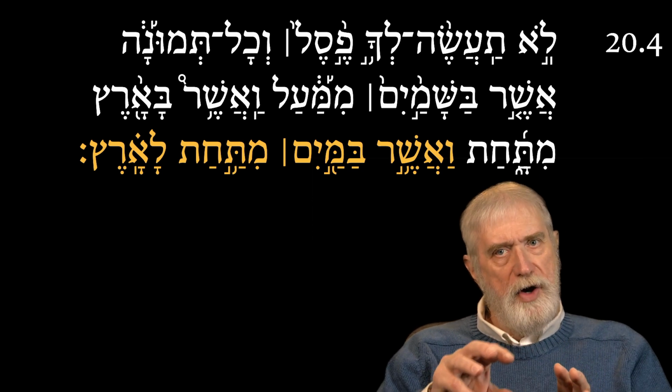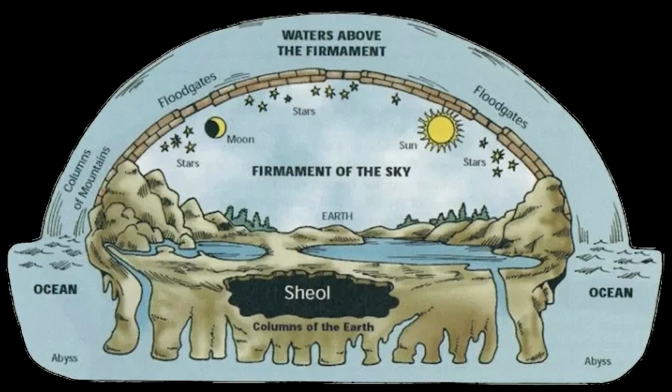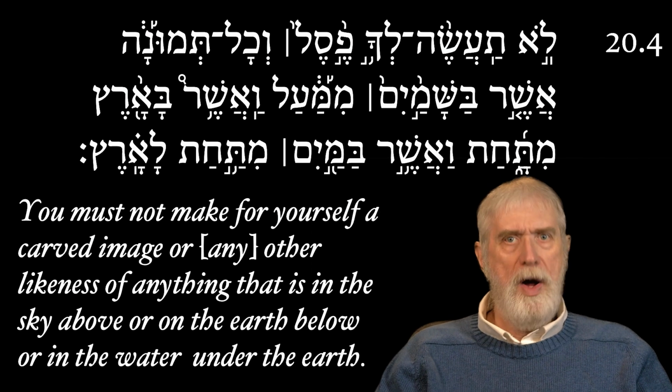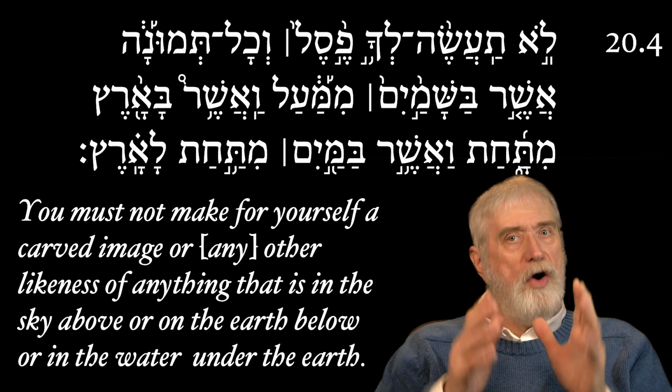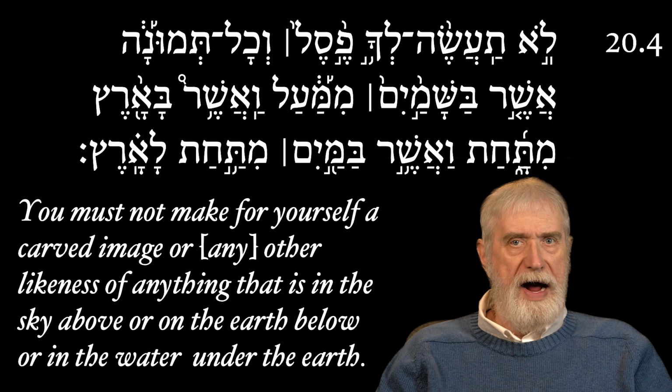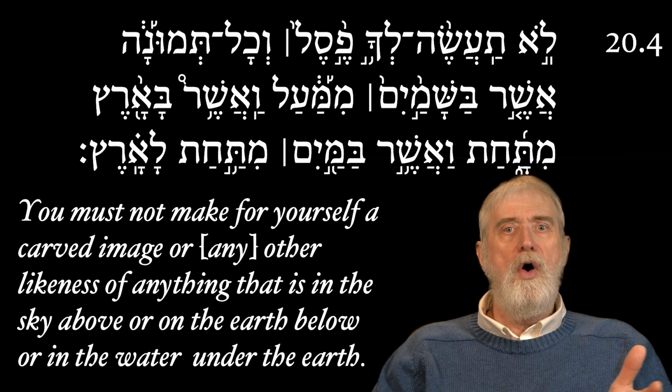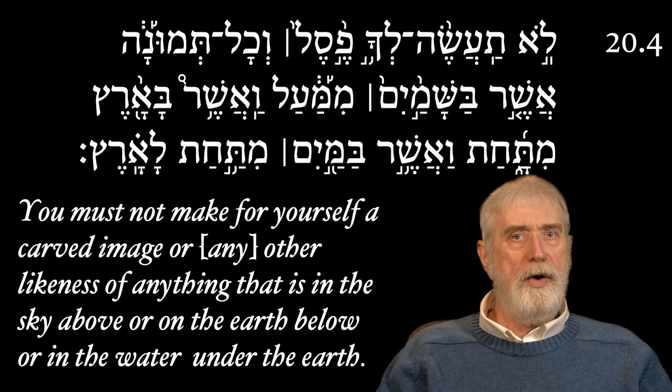The last phrase draws on the common cosmological understanding of the ancient world, that the land floated atop a vast underground sea. Actually, they mostly thought that it stood on pillars that supported it above the underground sea. And that underground sea was thought to be the source of springs and well water. Putting all this together, we would read verse 4 as, "You must not make for yourself a carved image or any other likeness of anything in the sky above or on the earth below or in the waters under the earth."